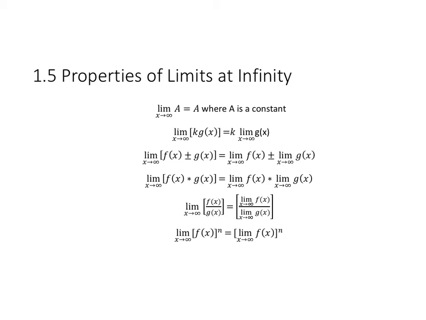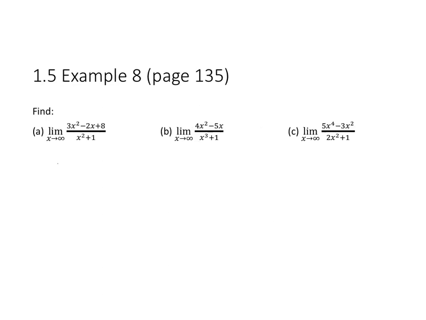Here's a summary slide of the different properties of the limits at infinity. This can be found on page 132, but I've copied it over here so that you can get it into your notebook. We're at a very exciting point here on example 8 from section 1.5. We're looking at the limit as x approaches infinity. This also holds true for x approaches negative infinity. Actually, this one's supposed to be a negative infinity. And it's a really cool concept that we're going to talk about.